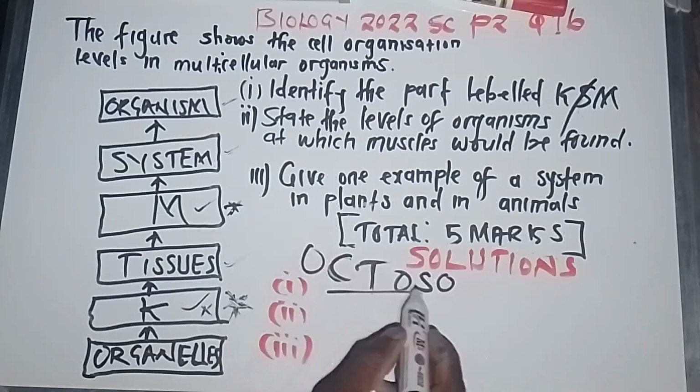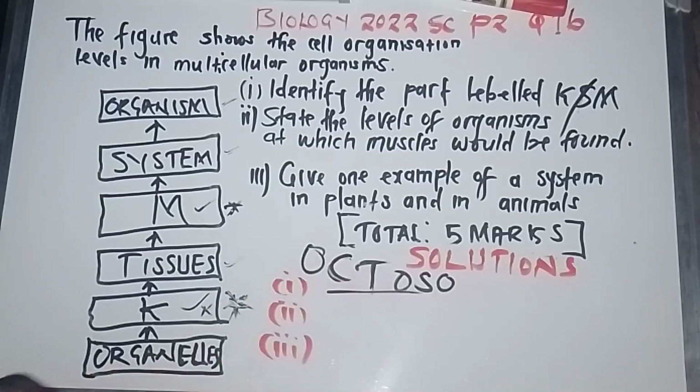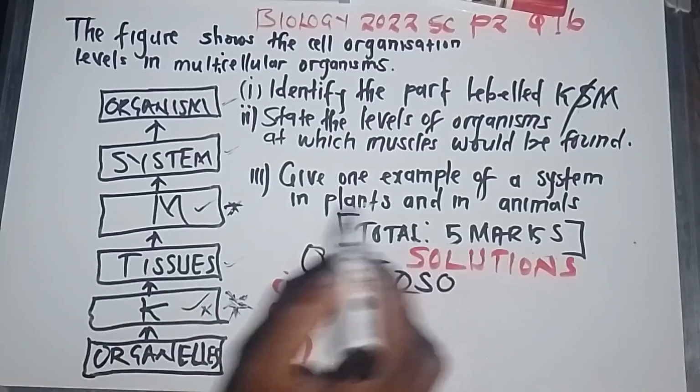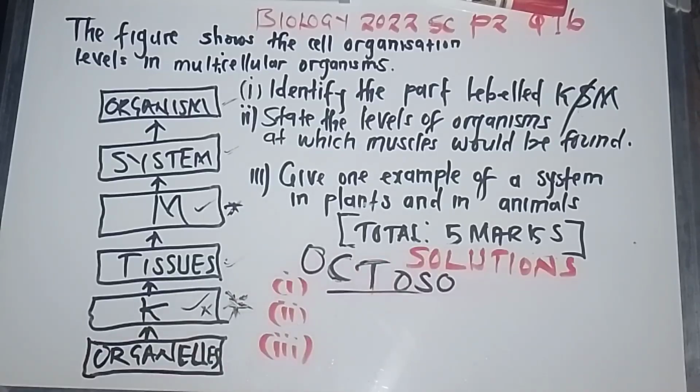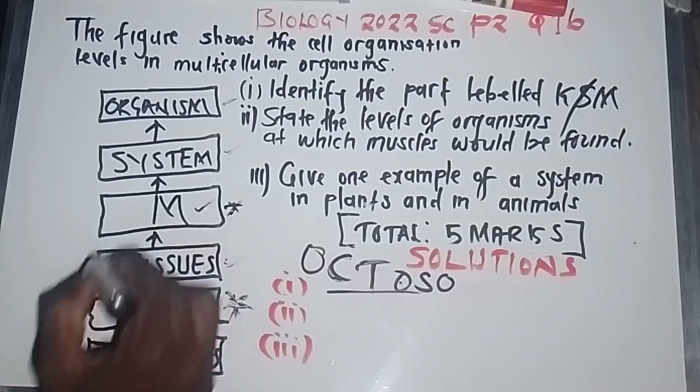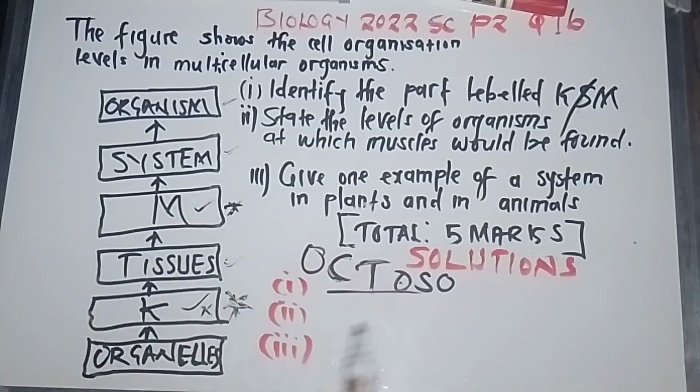Once you write OCTOSO, you know that this O represents what? Organelles. Then this C represents what? Something which is K, which we are going to identify. Then this T represents what? Tissues. Then this O also represents something, M, which we are going to identify. Then this S represents what? System. And this O represents what? An organism.